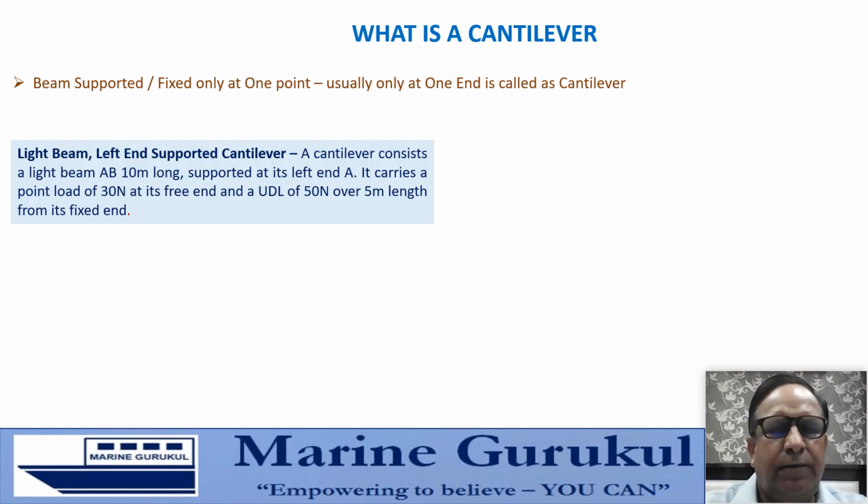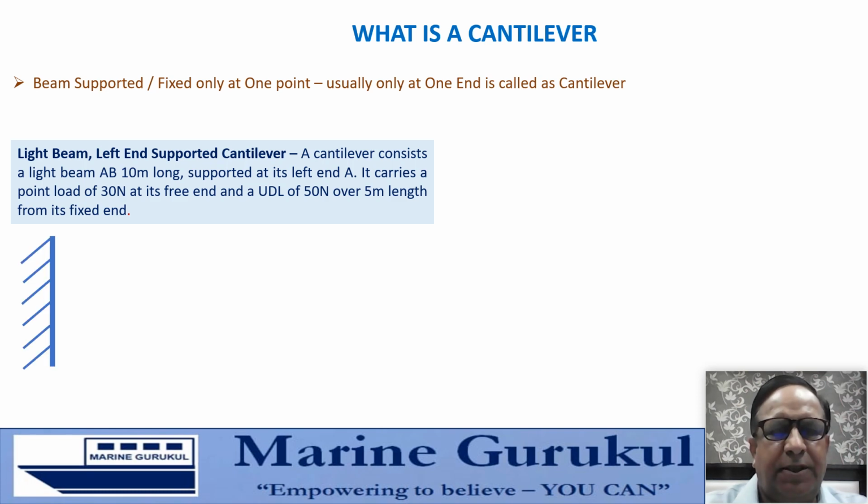We have a cantilever given here consisting of a light beam AB, 10 meters long, supported at its left end A. It carries a point load of 30 newtons at its free end and a uniformly distributed load of 50 newtons over 5 meters from its fixed end.